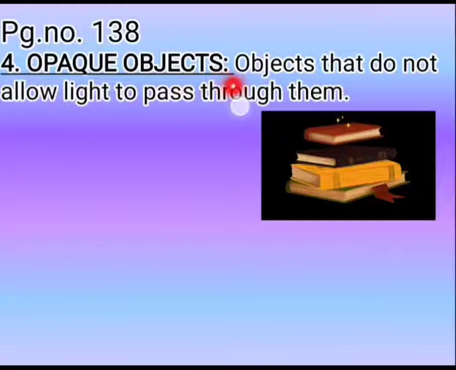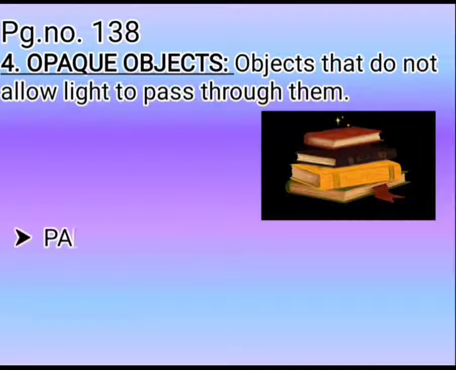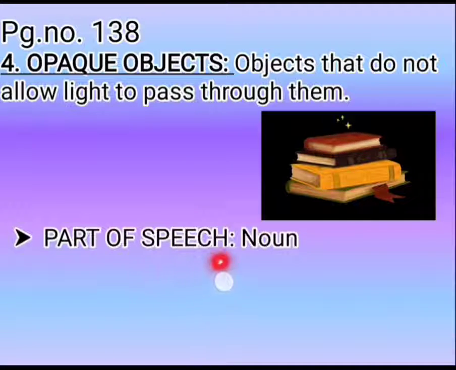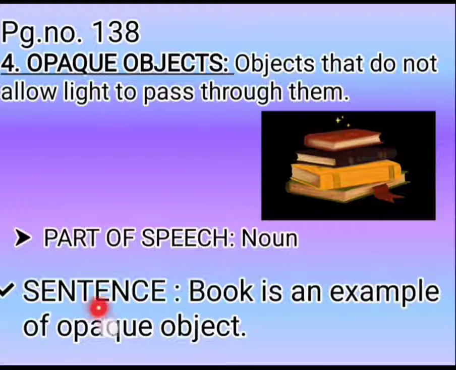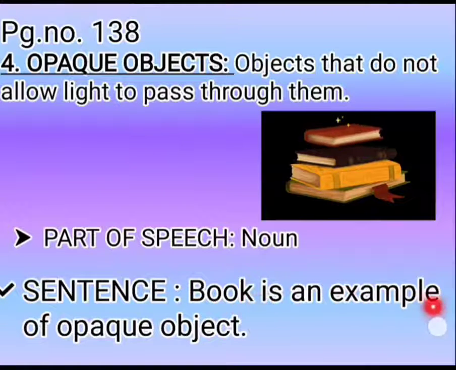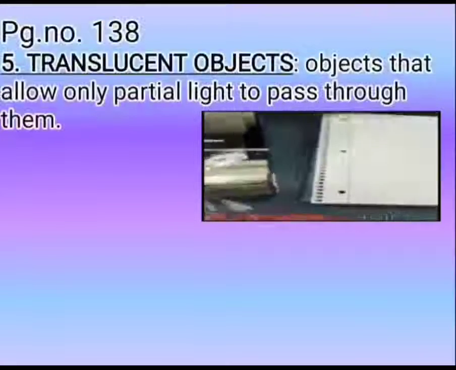Moving to the next word. Opaque objects, meaning objects that do not allow light to pass through them. Opaque objects is a noun. Sentence: book is an example of opaque object.